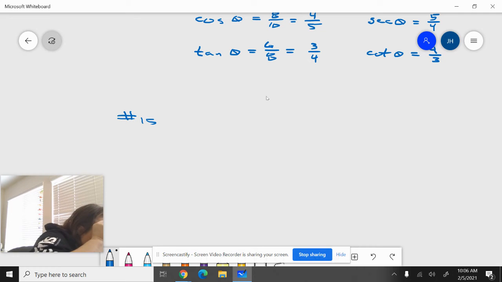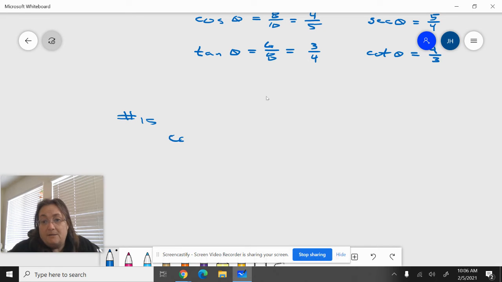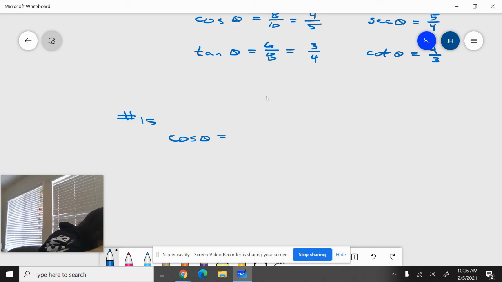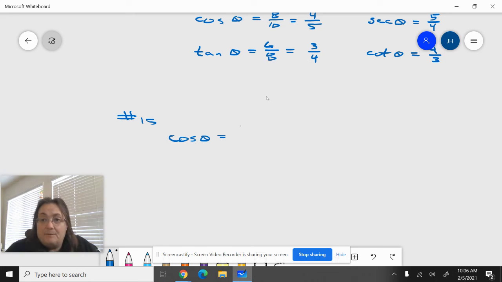So if we look at number 15, it's saying that you have cosine of theta equals 15 over 17, right? And then you have to find all of the remaining values for the trig identity. So you have to find sine, tangent, secant, cosecant, and cotangent. But you're only given one piece of information, but it gives you everything you need to figure that out.